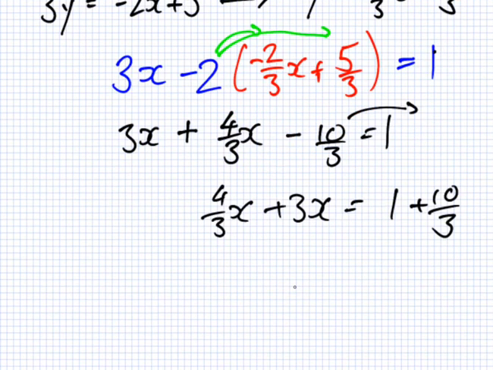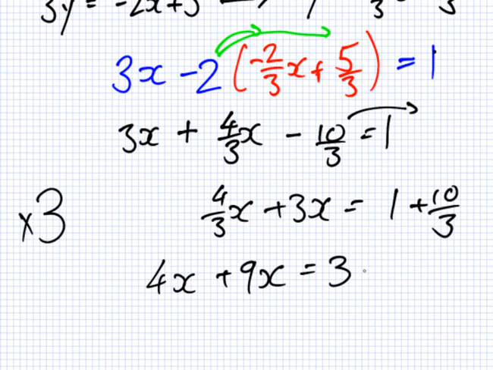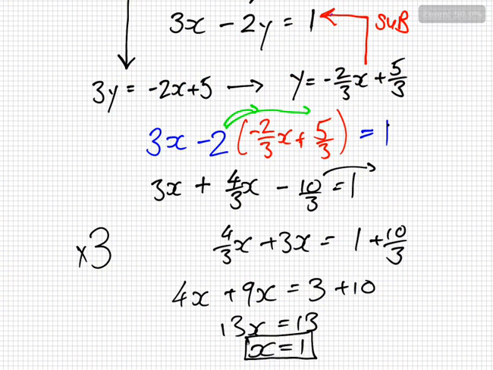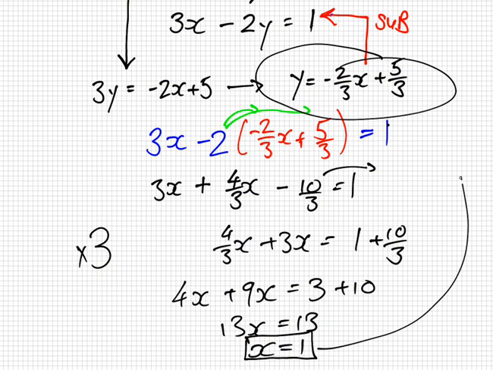3y equals minus 2x plus 5. That's coming from here. And then that becomes y equals minus 2 over 3x plus 5 over 3. Yep. Okay, what do I do with this now? Substitute. That's it. I substitute it in here, replacing the y with this in here.